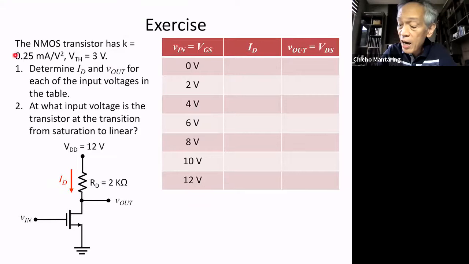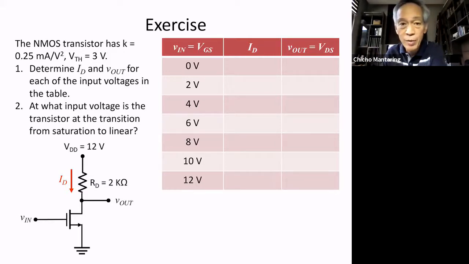I'm given these transistor parameters. So these are set for the transistor during the fabrication process, depending on the design requirements for the particular transistor. So the problem is determine ID and V out. Then I have a second question here. At what input voltage is the transistor at the transition from saturation to linear? So let's try to solve for some of these values.